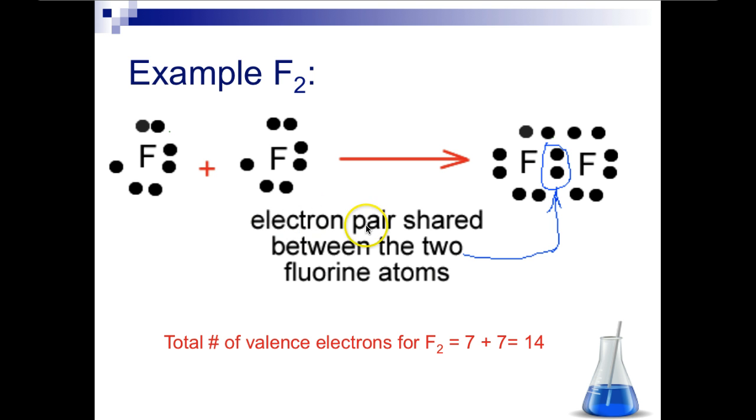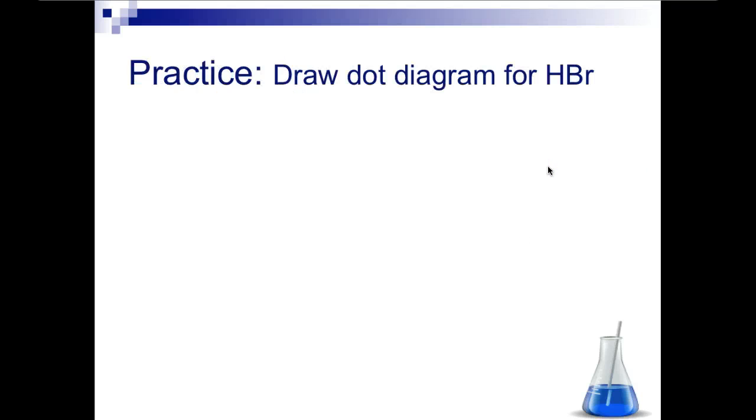Now remember, these electrons are being shared between these 2 fluorine atoms. If you look over here, this fluorine atom was missing 1, and this fluorine atom was missing 1. So these 2 are going to be shared in the middle. So when we check to see if each has 8 valence electrons, yep, that fluorine has 8, and so does that one. And those 2 electrons in the middle are being shared.